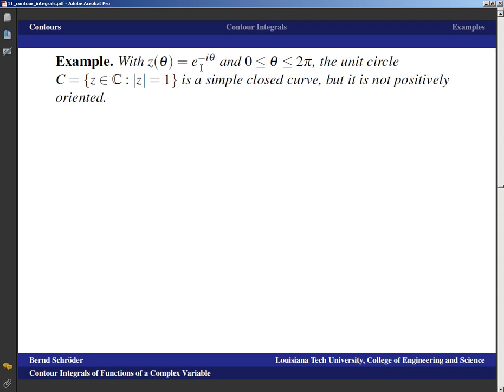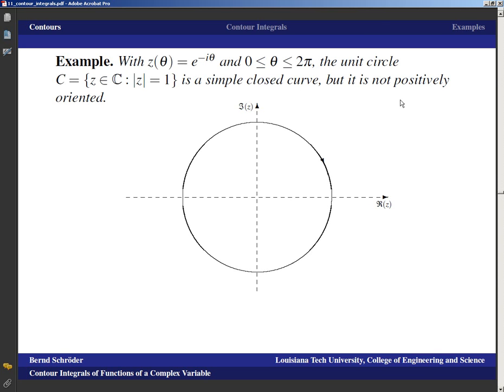When z of theta is e to the negative i theta, and theta goes from 0 to 2 pi, then it's a simple closed curve, but it's not positively oriented, because this time negative theta goes in the opposite direction, and so we're going around the circle in the clockwise, mathematically negative direction.